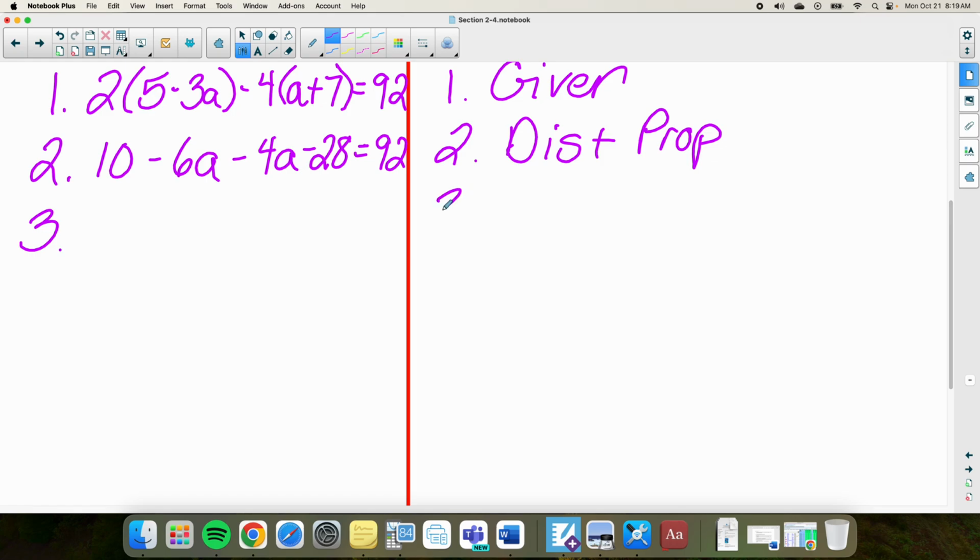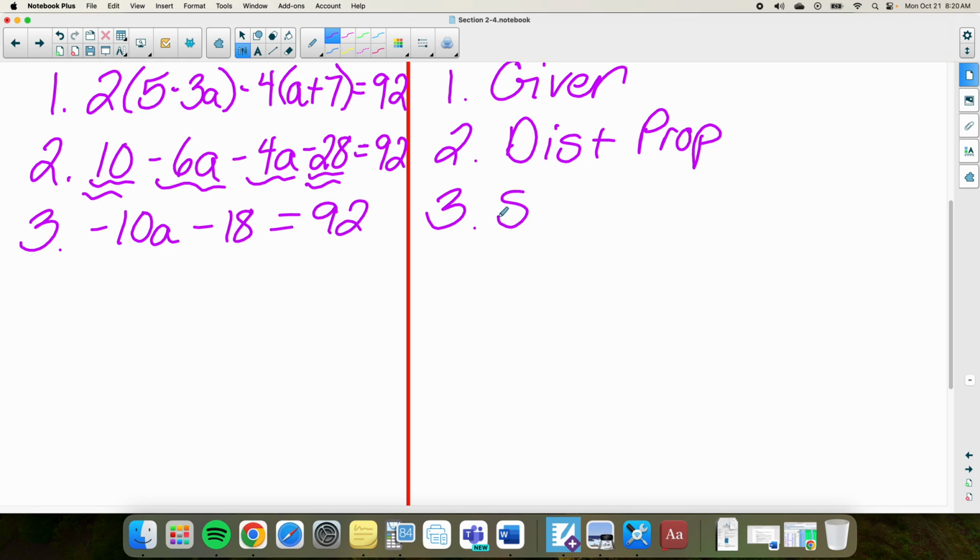Okay, now, what would you do next? Simplify, yes. So I always put my a's first, so I would combine that, and negative 6a minus 4a is negative 10a. And then 10 minus 28 is minus 18, and that equals 92. So again, what we did there is combine like terms, and we call that simplify, okay?